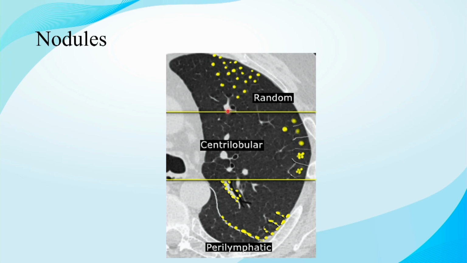So we have seen the nodules: the centrilobular nodules, how they are very uniformly spaced, seen away from the pleural surfaces, whereas perilymphatic nodules are seen along the lymphatic distribution, and random nodules are just randomly scattered throughout the lung, and we have seen our differentials based on that.